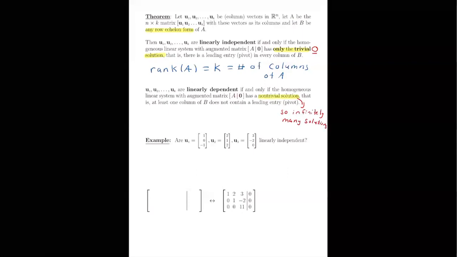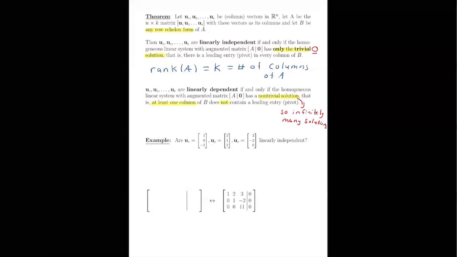So they're dependent if and only if this homogeneous system has a non-trivial solution, which is the same thing as having infinitely many solutions. So that is, and this is what's new for us here, at least one column of B does not contain a leading entry, also called a pivot. Again, the key here is that at least one column does not contain a leading entry.